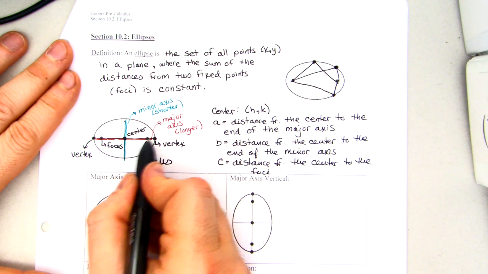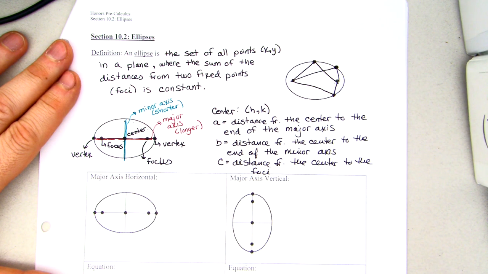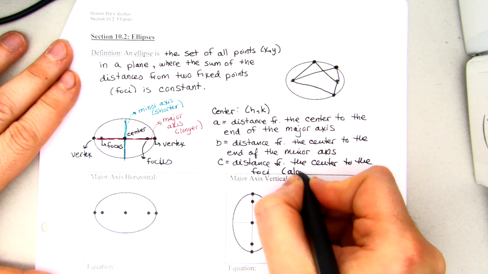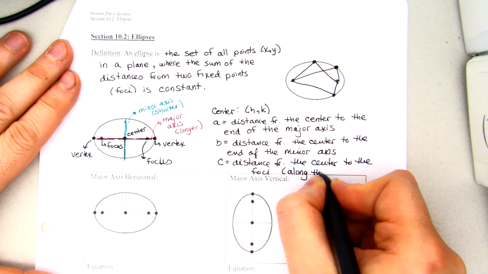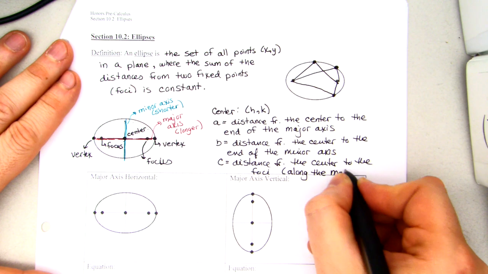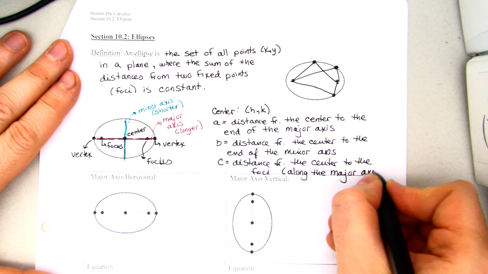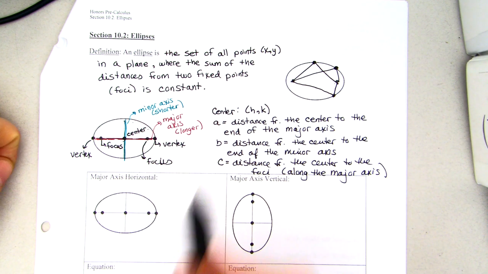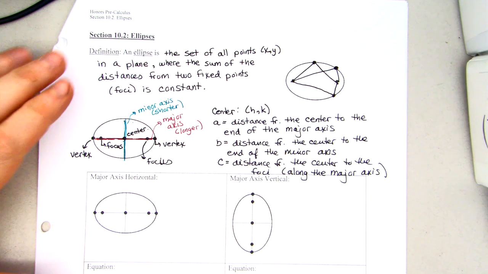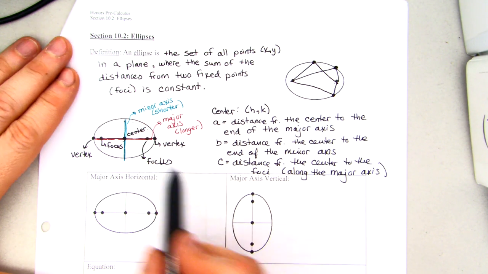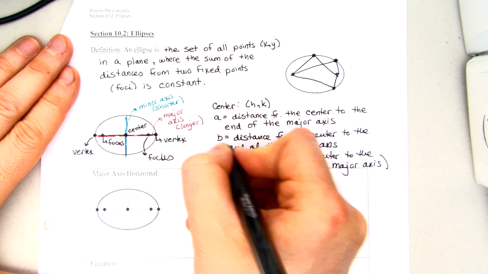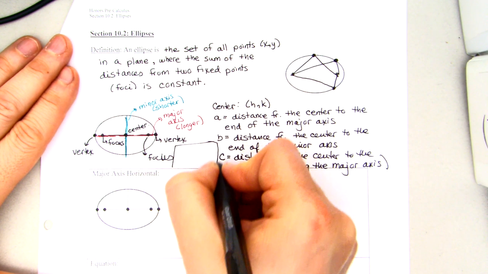This distance is the same on this side and this side, so it's the distance from the center to the foci. By the way, that distance is always along the major axis. The foci will always lie on the major axis. I have one other important relationship between a, b, and c. Actually, before I do that, the major axis is always the longer one.